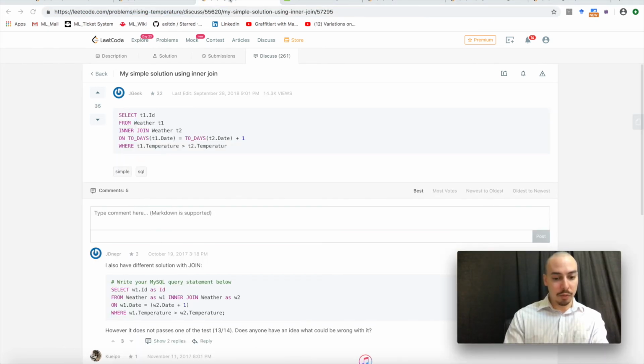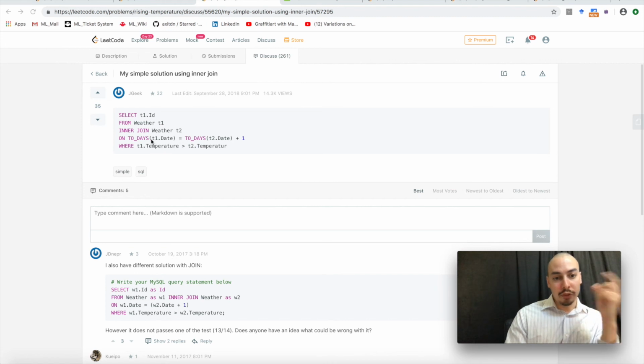And finally, we have a look at rising temperatures. Find a date whose prior date had a lower temperature, right? So which date is higher than the first one. Barring spelling mistakes, we can do something like this. We join the table with itself again, an inner join of itself.